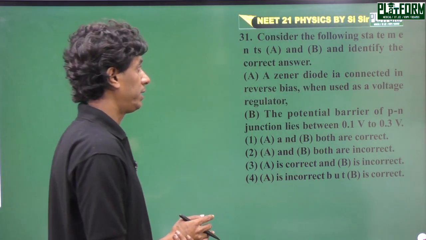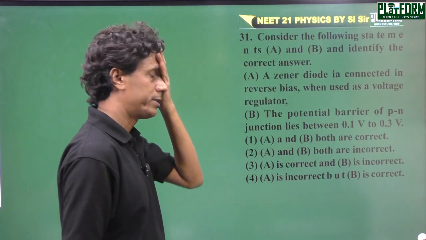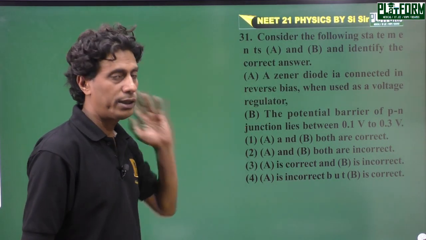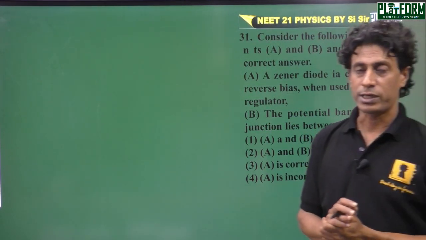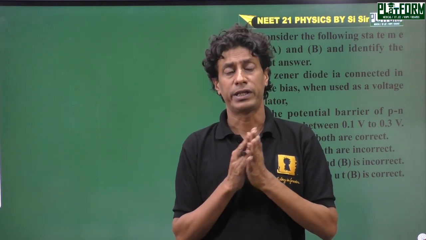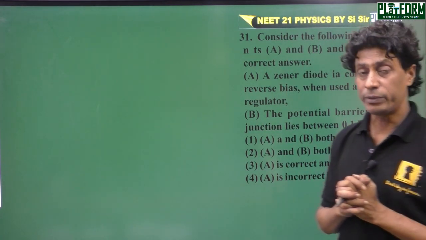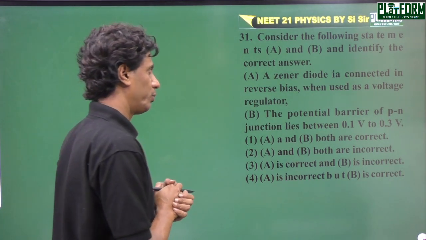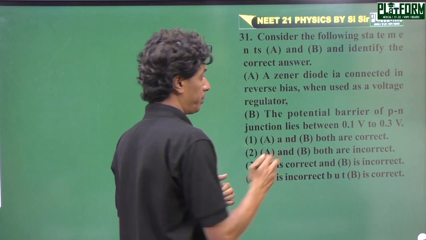Consider the following statements A and B, identify the correct answer. A: A Zener diode is connected in reverse bias. Generally, we know Zener diode is used in breakdown condition, when at a very high voltage in reverse condition, all the covalent bonds start breaking down, and because of the breaking down of the covalent bonds, a huge number of charge carriers are available to conduct the electricity, and this Zener diode can be used as a stabilizer. So Zener diode is connected in reverse bias when used in a voltage regulator. A is a true statement.